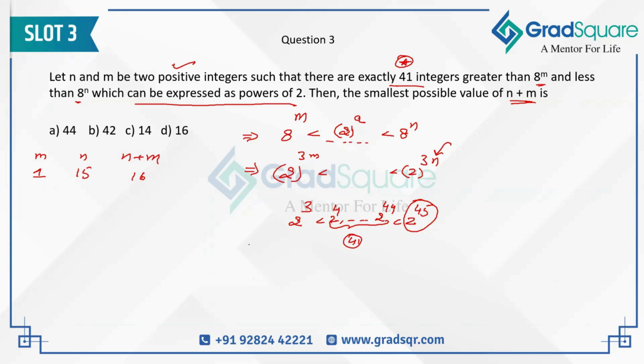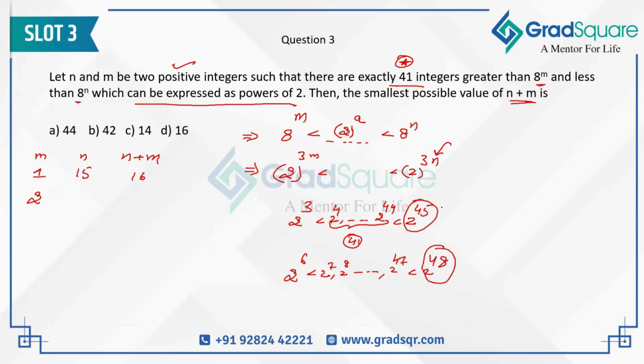Now, just to be certain that this is the lowest possible value, let's try one more pair of values and see if that ensures our answer is absolutely correct. So let me take the value of m as 2 now. If I take m as 2, I'm going to get 2^6 over here. Then the values should start from 2^7 and move all the way in such a way that we get 41 values, so I'm going to get 2^47 over here. That is less than 2^48 as the next value.